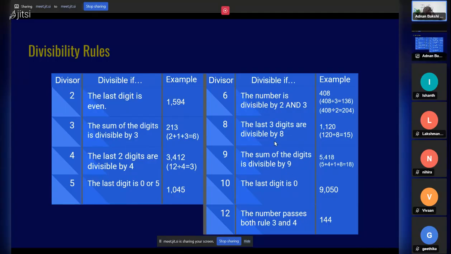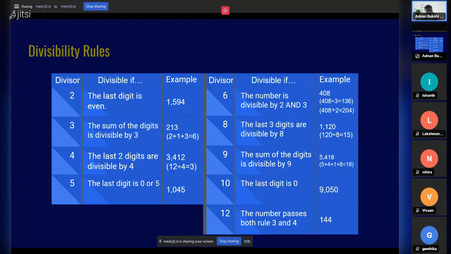So moving on to 9, a number is divisible by 9 if the sum of the digits is divisible by 9. It's the same idea as number 3, really. So look, 5,418. 5 plus 4 plus 1 plus 8 is 18. And we know that 18 divided by 9 is 2. So that means it is divisible by 9. So yes, 5,418 is divisible by 9.